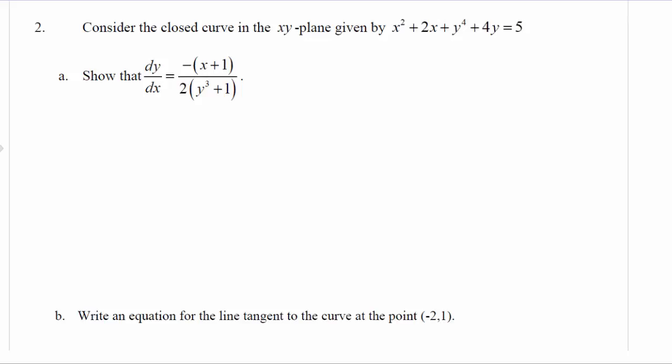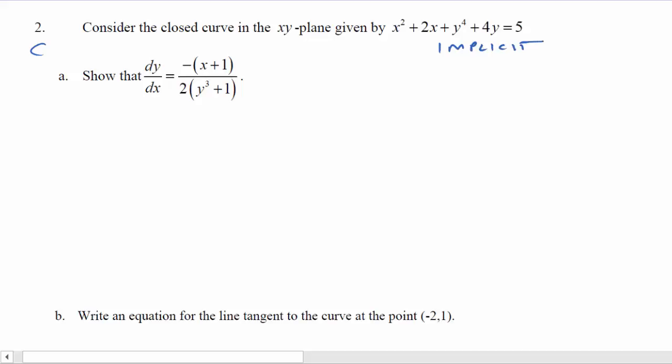Okay, so this is now number 2. This is a calculator allowed problem. Consider the closed curve in the xy plane given by x squared plus 2x plus y to the fourth plus 4y equals 5. Now, again, it's important to recognize that this is an implicit function. So this is just some ambiguous curve.